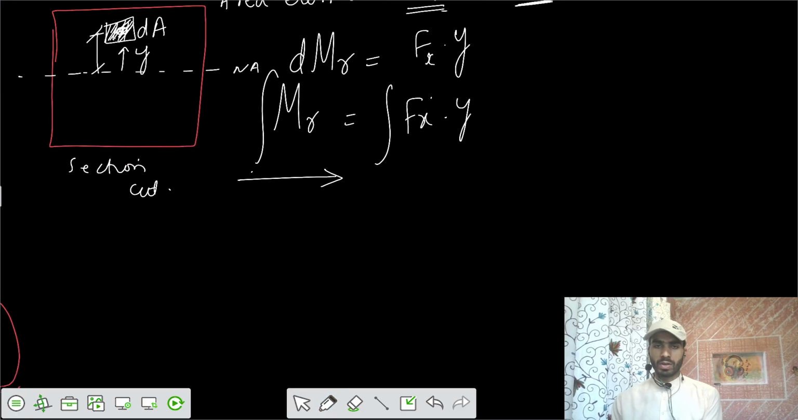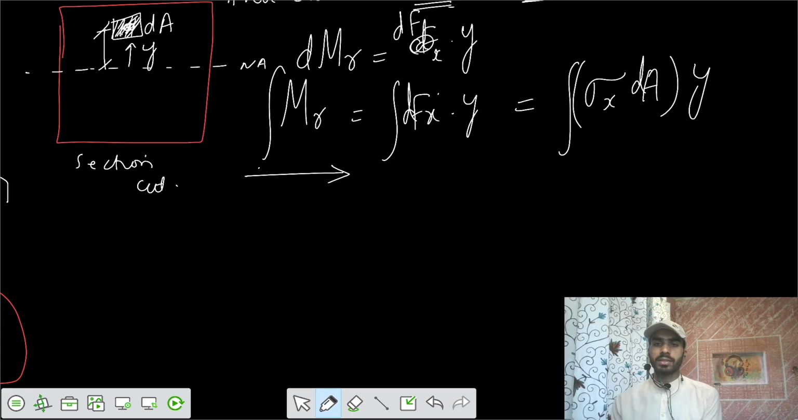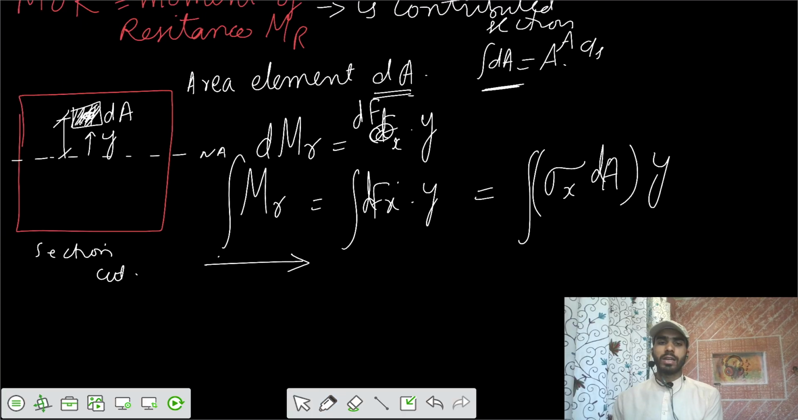But if you know the value of stress, we know that stress equals force by area. Similarly, fx equals the stress that has developed at that section at distance x from any support. So sigma x into the area of that cross section, but it has a small area dA, so it is contributing a small force dFx. Then you have sigma x dA into y. So finally, you got this one.